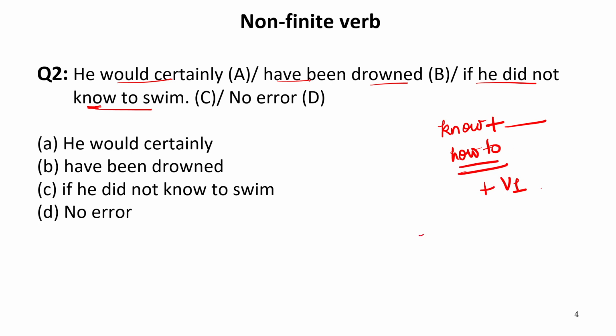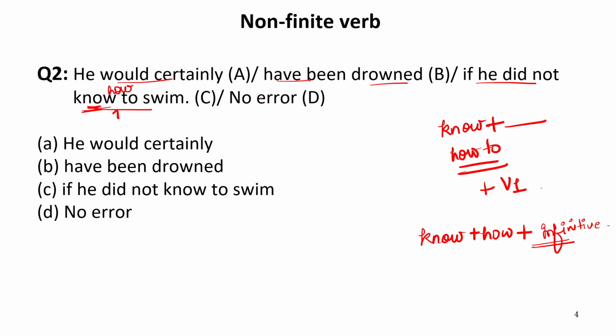Or you can say, after the structure know, we should have a question word that is how, and then we have an infinitive, that is to plus verb first form. So this is the rule. Whenever you see the word know, you should follow this rule. So the correct sentence will be know how to swim. He would certainly have been drowned if he did not know how to swim.